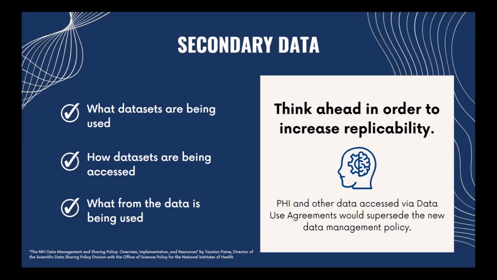So the goal of all of this is just to think about reproducibility. Think about what you can do in your DMSP to make your data more reproducible and accessible. And again, like I said, PHI and other data access and data use agreements would supersede the new DMSP. Just make sure you're also putting that into your data management and sharing plan, saying that it has personal health information and it is accessed this way.